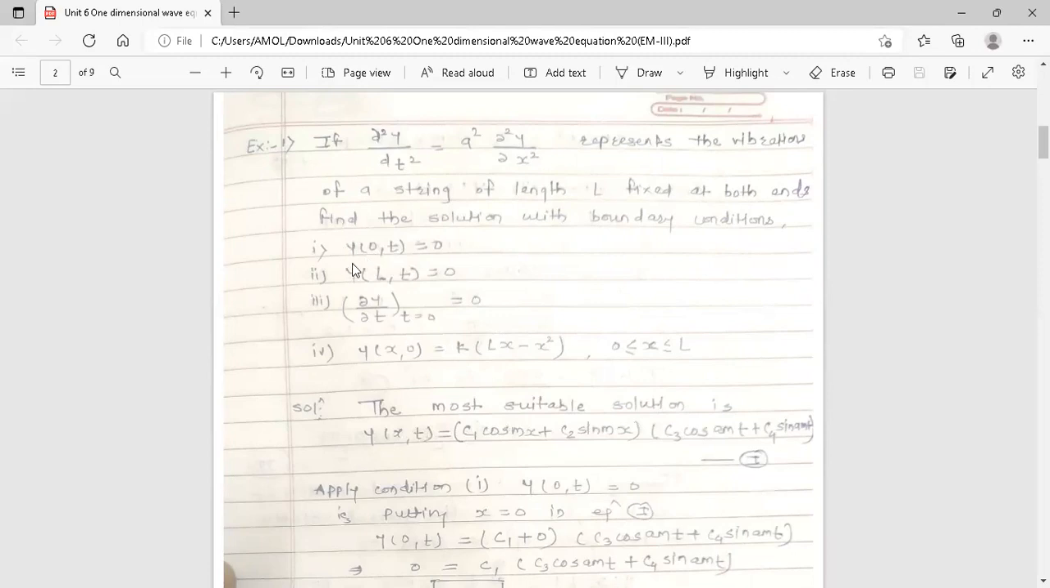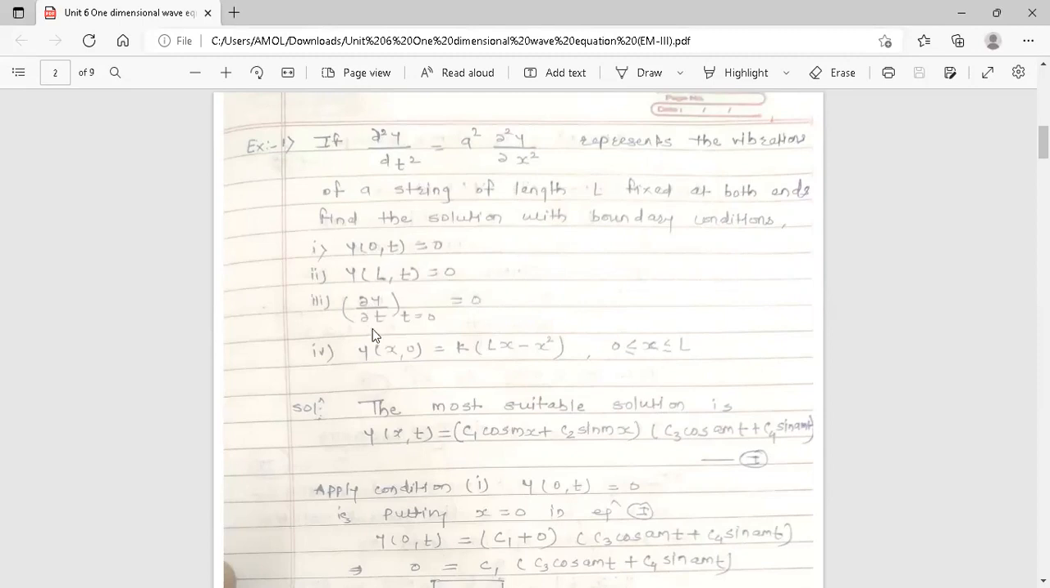So first condition is here, y of 0,t is equal to 0. Compare y of 0,t with y of x,t. It means that the value of x is 0 initially, because the length of the string is measured by the variable x. The length is 0 to L. So initially x is 0 and at the other end x is equal to L. So these are the two boundary conditions for length.